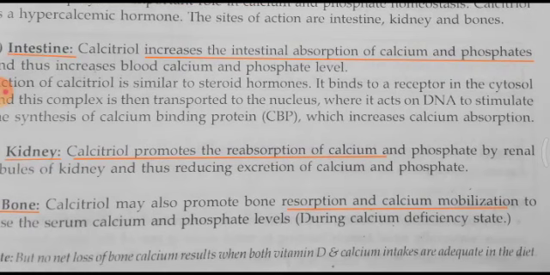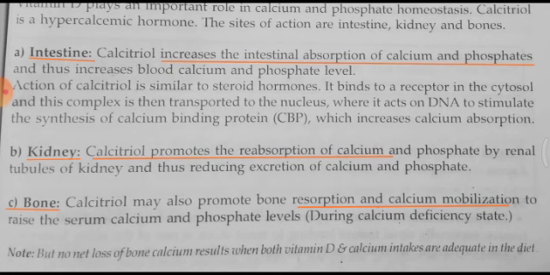The calcium can also be lost by the kidney if it is not absorbed properly, and hence vitamin D is involved in the reabsorption of calcium in the kidney tubules. Calcitriol promotes the reabsorption of calcium and phosphate by the renal tubules of the kidney, and thus reduces excretion of calcium and phosphate. So if loss of calcium is avoided by reabsorption, then the calcium is retained in the body, and hence it is going to promote calcium mineralization.